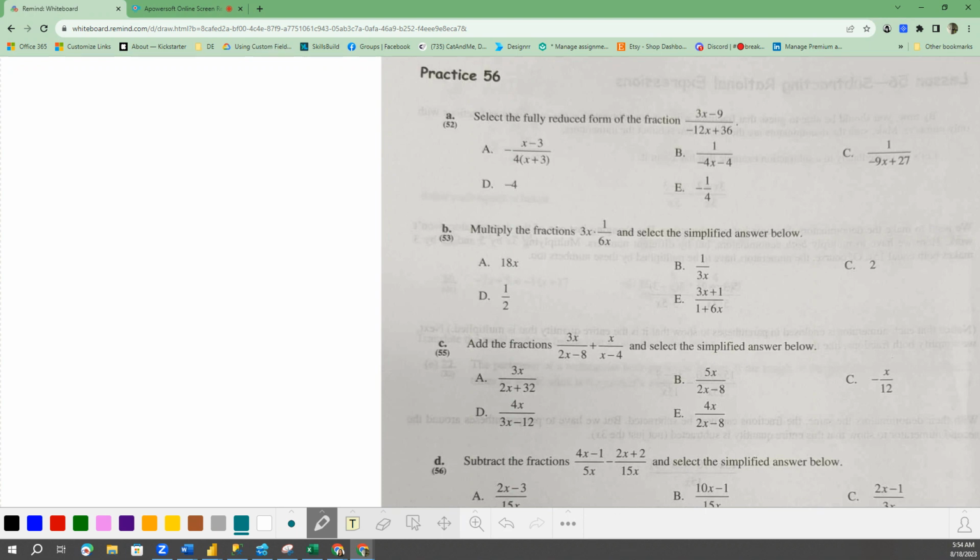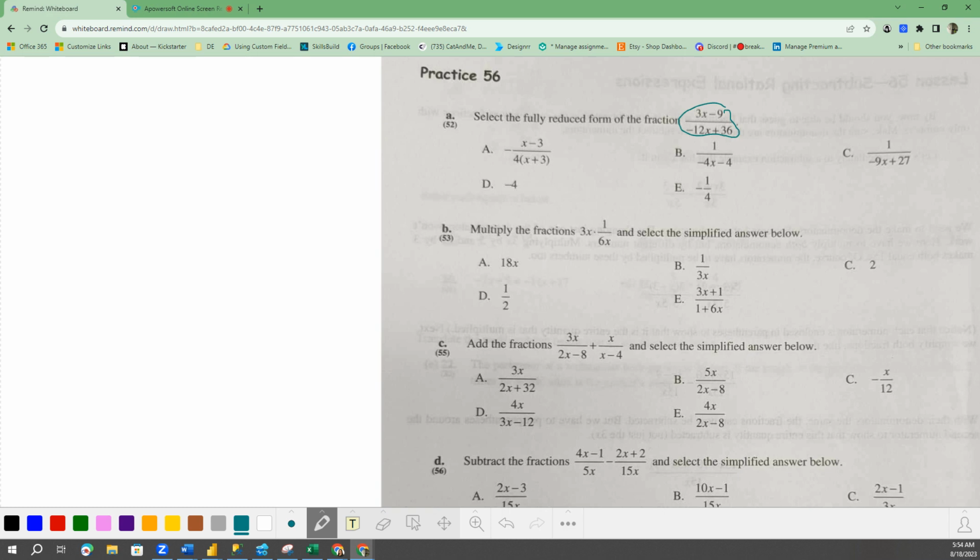For letter A, you can see that there's only one fraction. If it gives you one fraction, that basically gives you an idea that I probably just need to factor the numerator and the denominator and see if there's something that will get factored out, right? Because there's only one fraction.